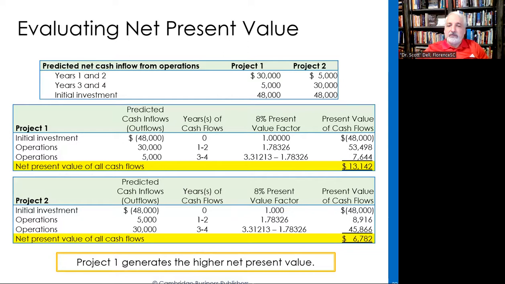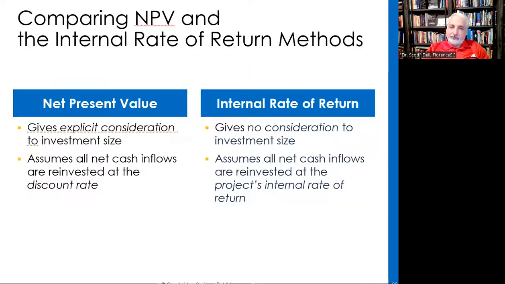Then we get to net present value, and this very much relates to the actual timing of the cash flows. We see the projects, when we're getting the monies, and what the net present value of these two projects is. Yes, the same dollars come in, but the first project has a positive NPV, net present value, of 13,142, and the second one of 6,782. So the first one is generating the higher NPV.